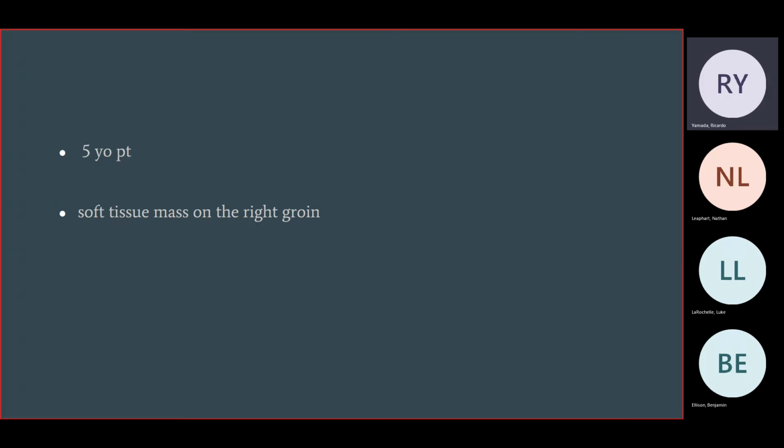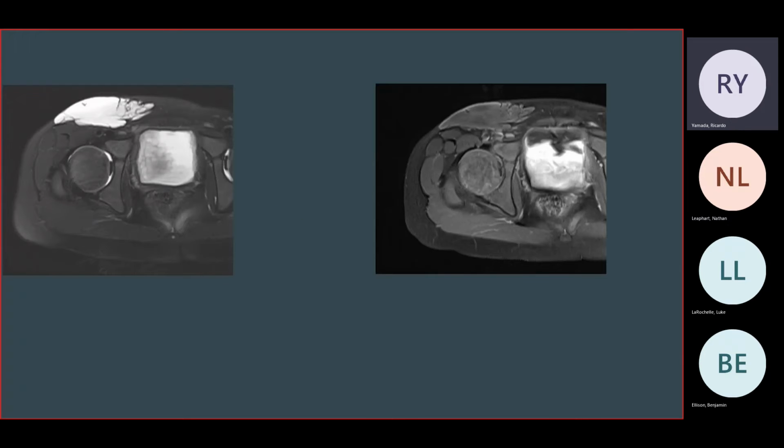So this is an example of a vascular malformation. This patient was 5 years old and presented with a soft tissue mass on the right groin. And this is the MRI that was done. Usually those patients start with an ultrasound as the initial study, and then depending on the results, we ask for an MRI to get a more definitive diagnosis and planning for the procedure.